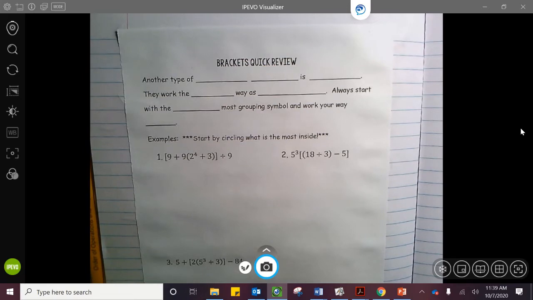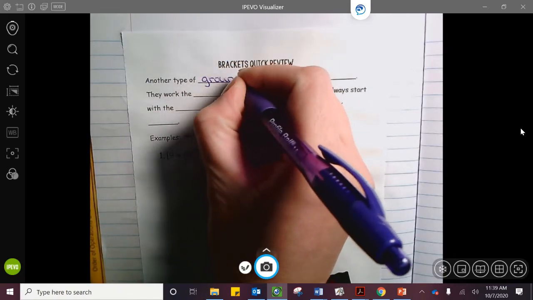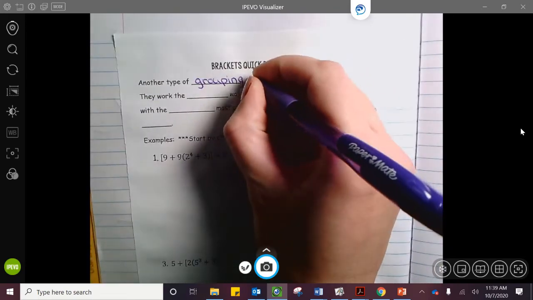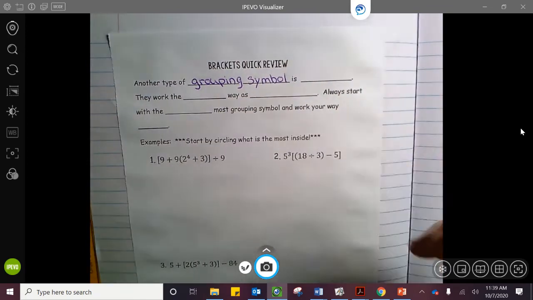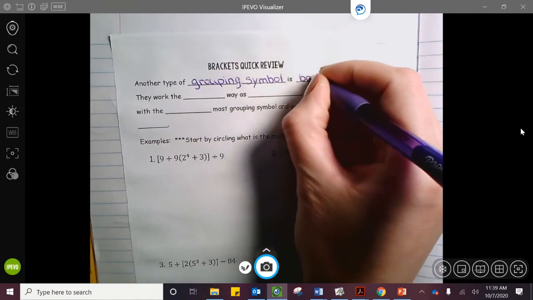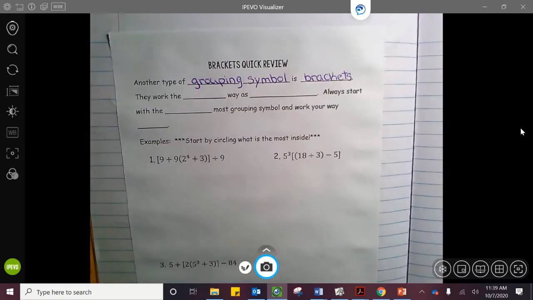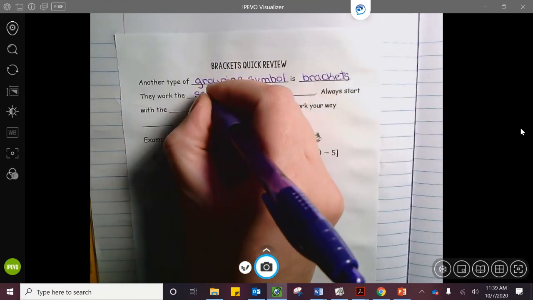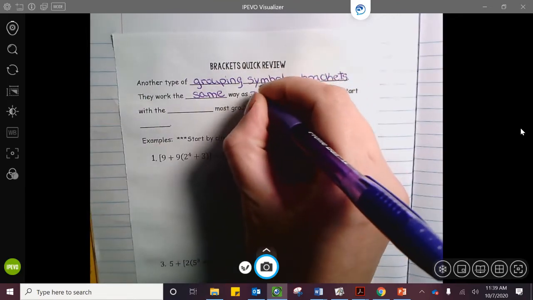So another type of grouping symbol, and fill this in on your page as well. Another type of grouping symbol is brackets. They work the same way as parentheses.